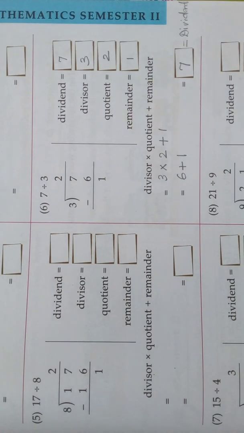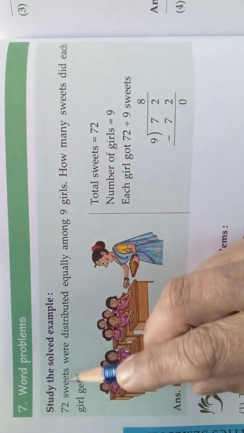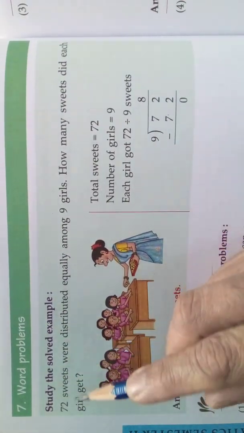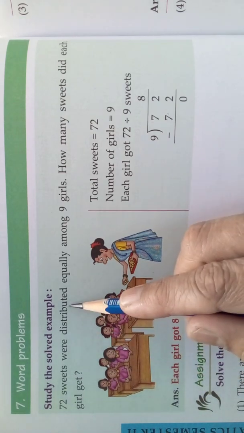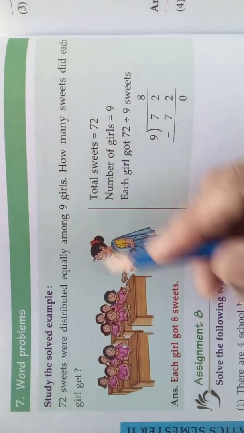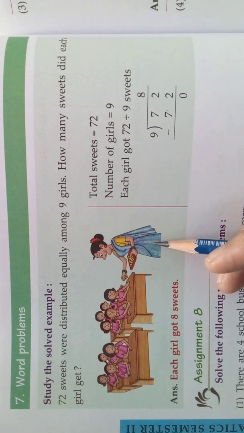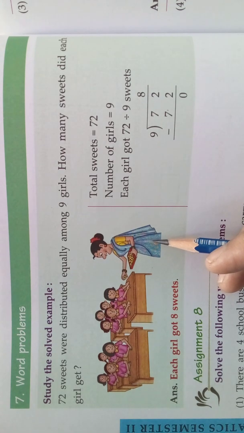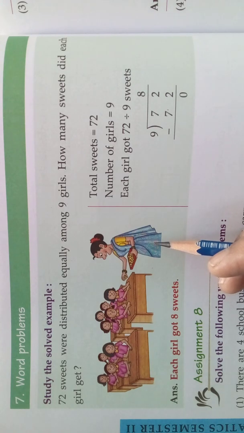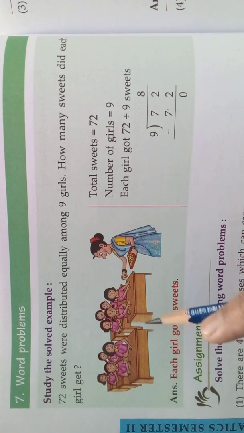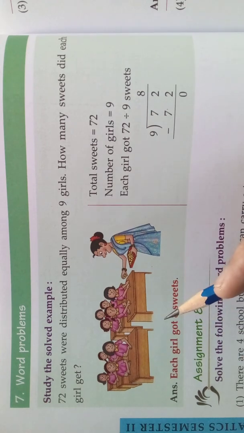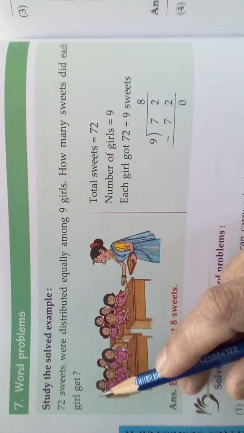Now, we will go to the next page. We will see about the word problems. Study the solved examples. Come, we will see. 72 sweets were distributed equally among 9 girls. See here, this is the teacher. She is having 72 sweets, whatever you like. What is ladu? You think about ladu. Your teacher is having 72 ladus with her. 9 girls are there in the class. So, how many sweets did each girl get?